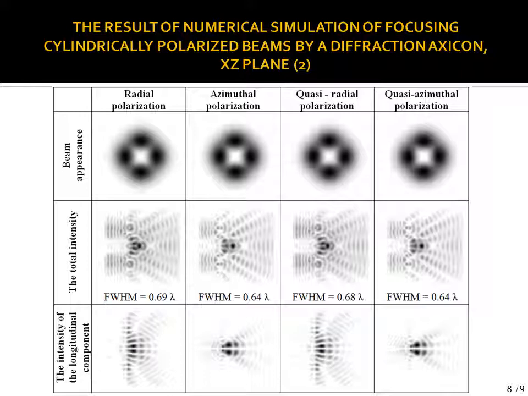0.69 lambda. With inhomogeneous local linear polarizations of the radial type, the formed main maximum is located outside the optical element. Also note that for all the considered inhomogeneous local linear polarizations, a focal spot is formed on the optical axis, in contrast to the standard azimuthal, quasi-radial and quasi-azimuthal polarizations. Also for this type of polarization, the amplification of the longitudinal component of the electric field was noted.